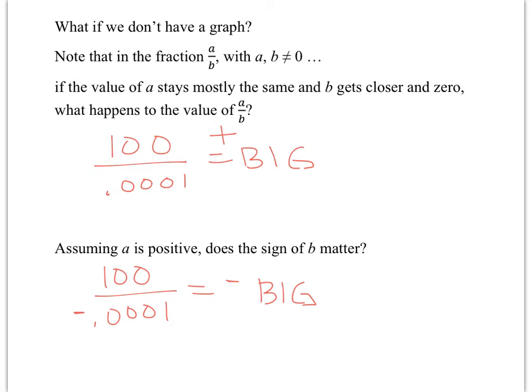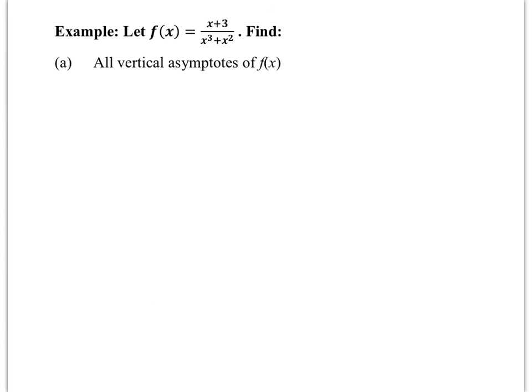So as that denominator is getting closer and closer to 0, so if that's shrinking to 0 and I have a really big number on top, the limit's going to be either infinity or negative infinity if it exists. All right, so let's use that concept as we're dividing by a number that gets smaller and smaller to see what happens. So we have f of x equals x plus 3 over x cubed plus x squared.